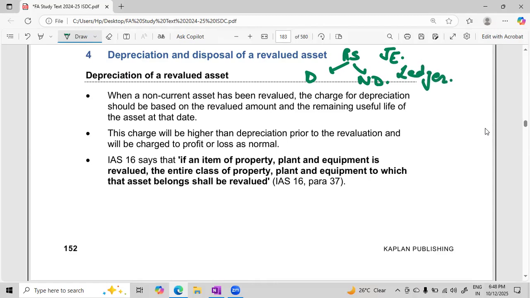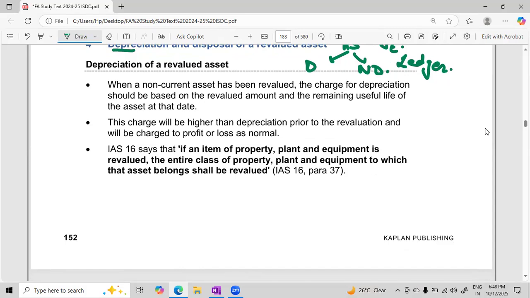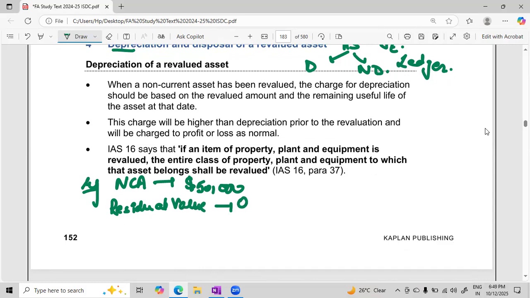Now in this video, we are going to see how we calculate depreciation on these revalued assets. So let's get started. First, I would like to tell you this using an example. Let us assume that we had a non-current asset of, let's say, $50,000. The residual value is 0 and its useful life is 10 years, and we calculate depreciation using the straight line method.